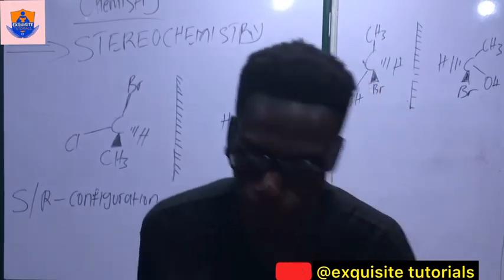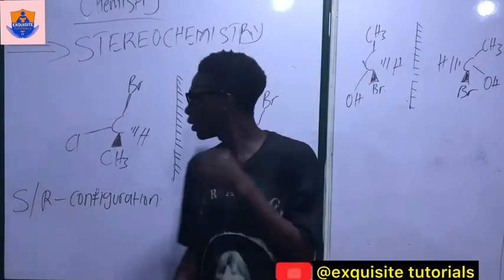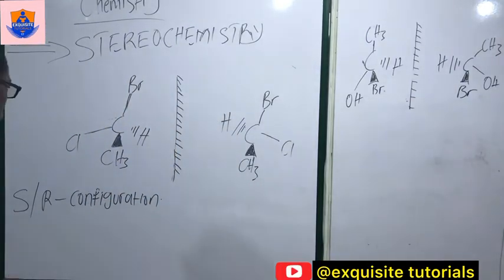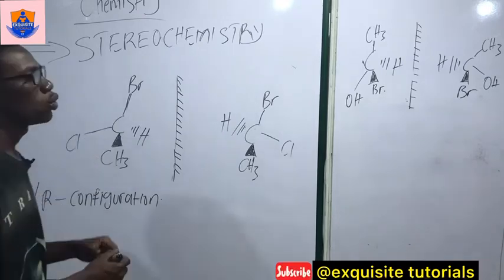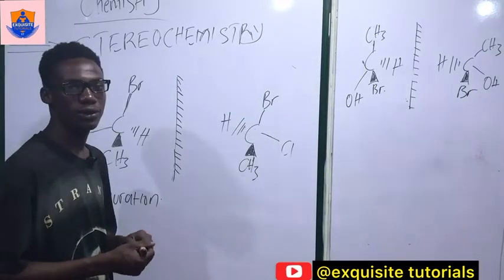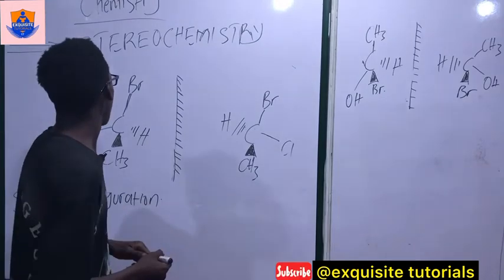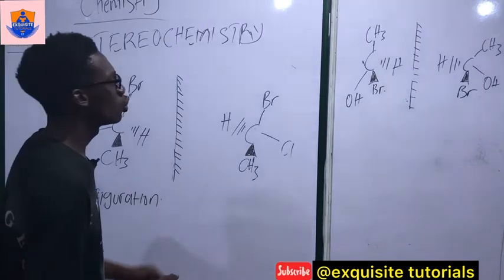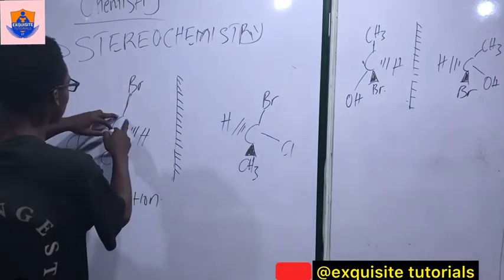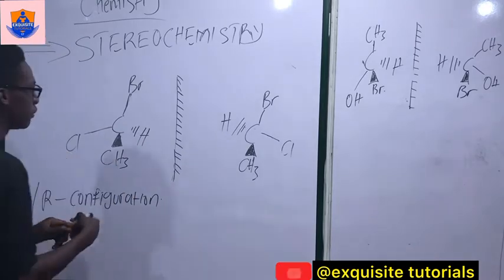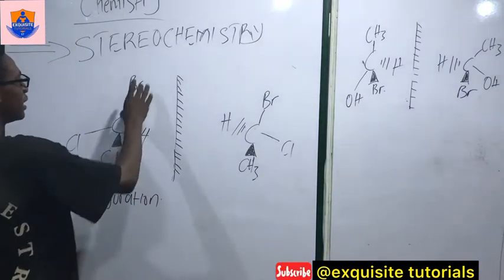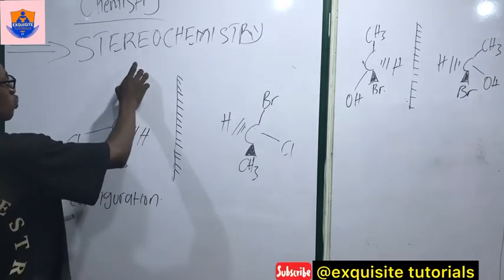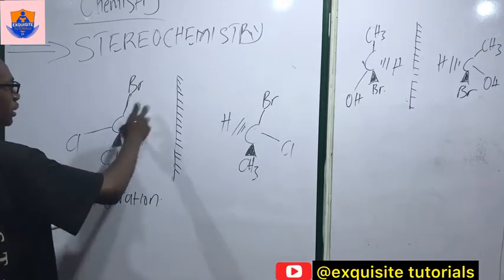So now let's talk about how to name the S or R configuration. S or R configuration, how do you name it? We'll first of all look at the priority. So what are we talking about with priority? The highest atomic number. So for the carbon containing four different groups, the highest atomic number is what is numbered first, then down to the lowest.